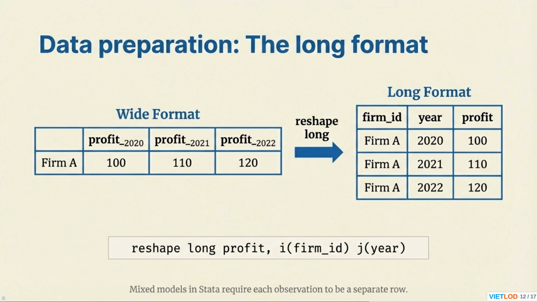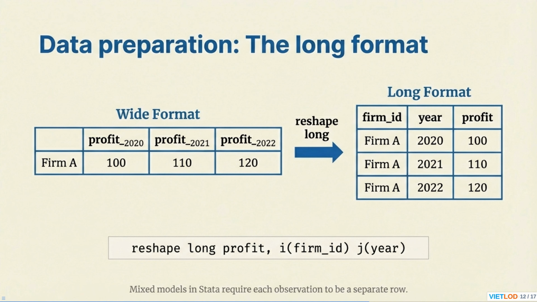Mixed models in Stata, which we're discussing throughout this presentation, require data to be in long format. This means that each individual observation, such as a firm's profit in a specific year, must occupy its own separate row in the dataset. Often, economic data is initially collected in a wide format, where a single row represents a subject, like a firm, and different time periods are spread across multiple columns. To convert this, you can use Stata's reshape long command.